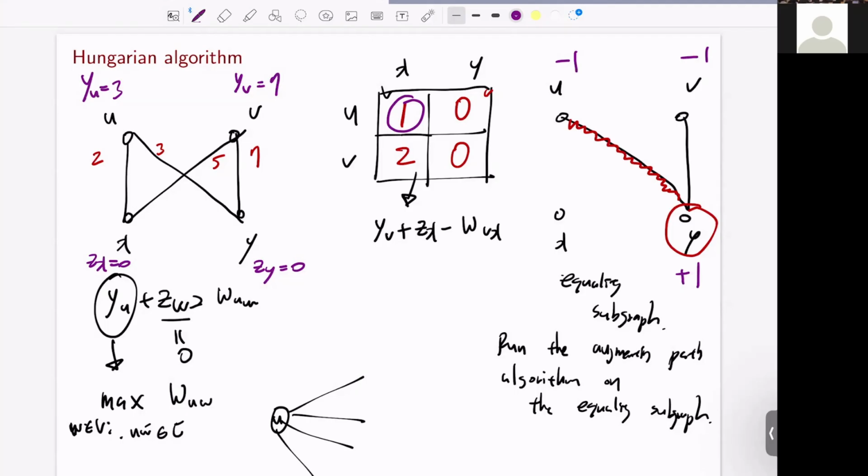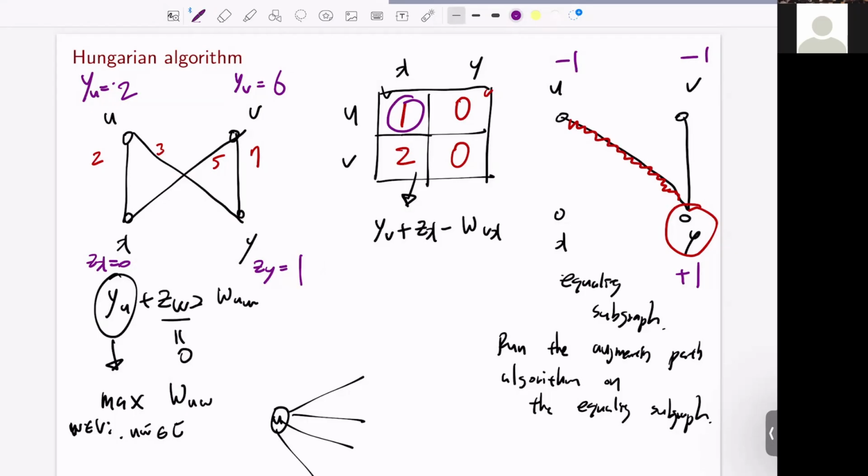I'm gonna explain how it works, but let's do this. Just believe me that it should work. Then if you do this assignment, yu becomes 2 and yv becomes 6.